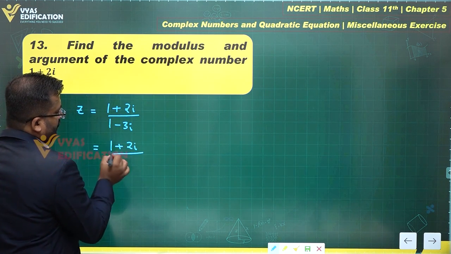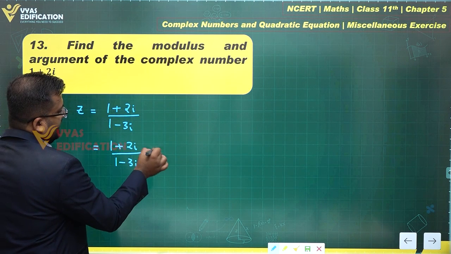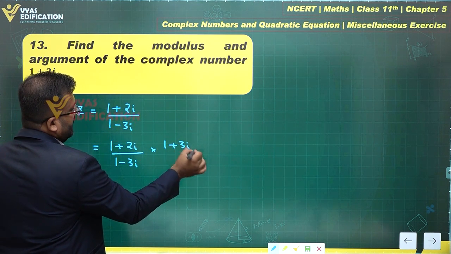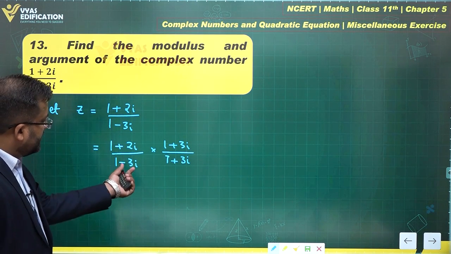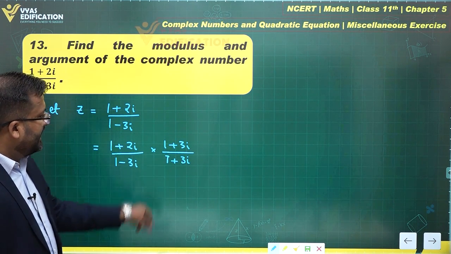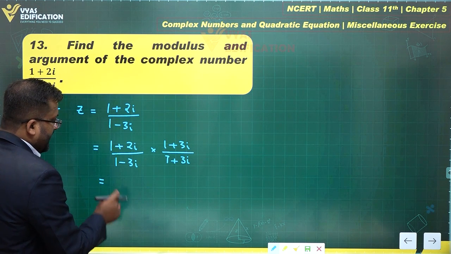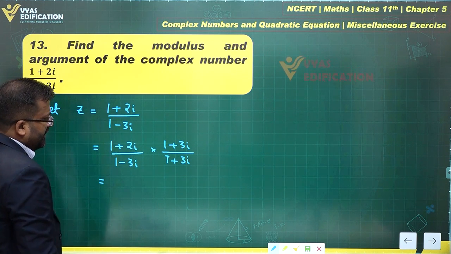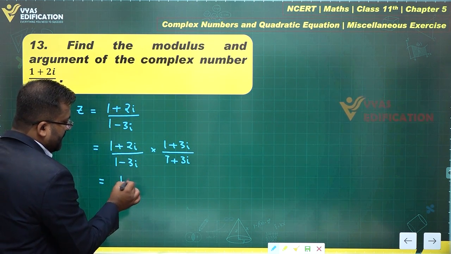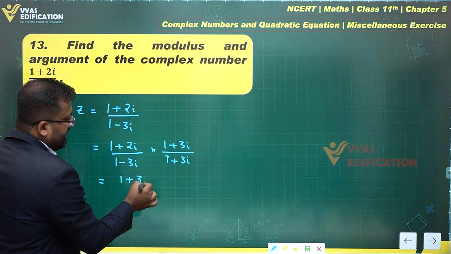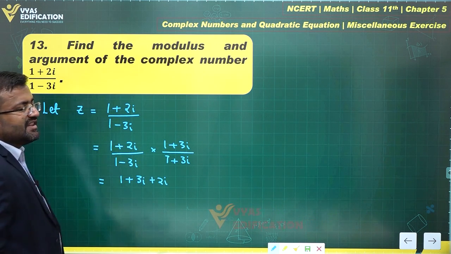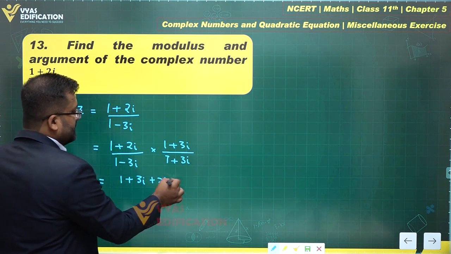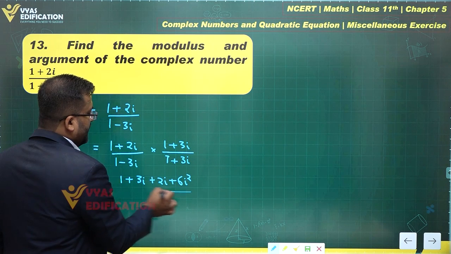(1 + 2i)/(1 - 3i) times (1 + 3i)/(1 + 3i). Now 1 + 3i is the complex conjugate of this denominator, and we multiplied it with this. In the numerator, let's apply the distributive law and we get 1 times 1, which is 1, plus 3i. 2i times 1 is 2i, and 2i times 3i is actually 6i². So this is 6i² in the numerator.